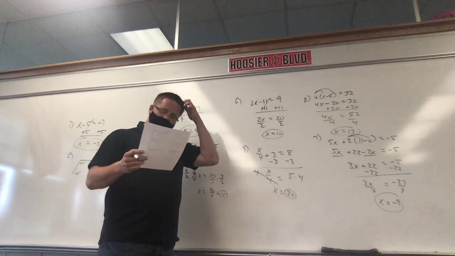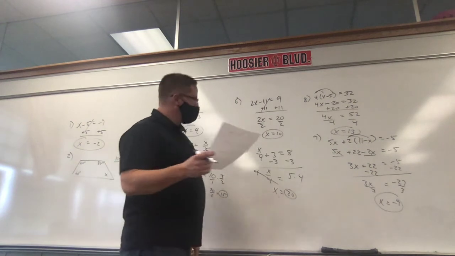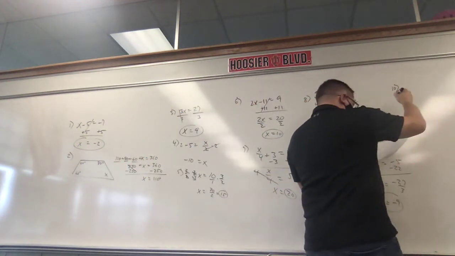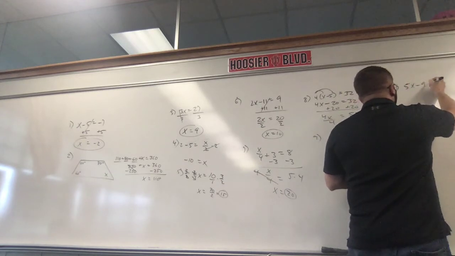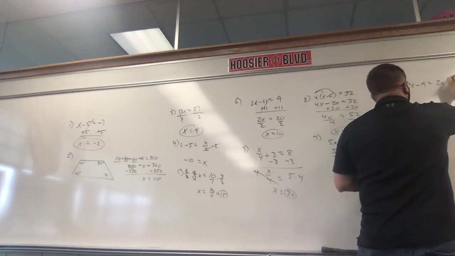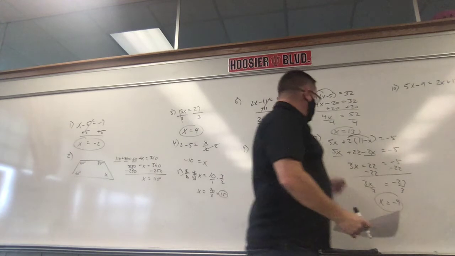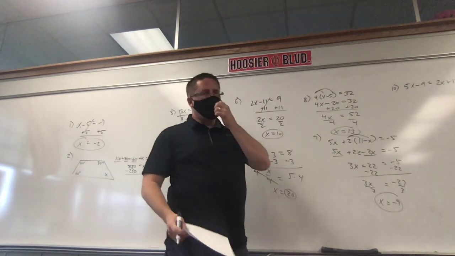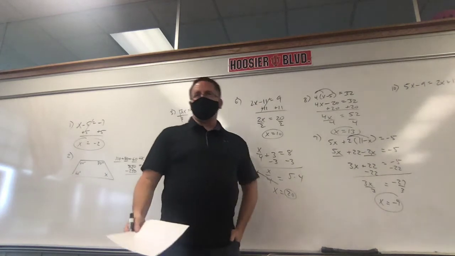Okay, number 11, or number 10. Number 10. Now, this is similar to the one we just did, but a little bit different. 5x minus 9 equals 2x plus 12. On the last problem, we put together 5x and negative 2x. We can't though on that one. Why? Because they're on opposite sides. They're on different sides.